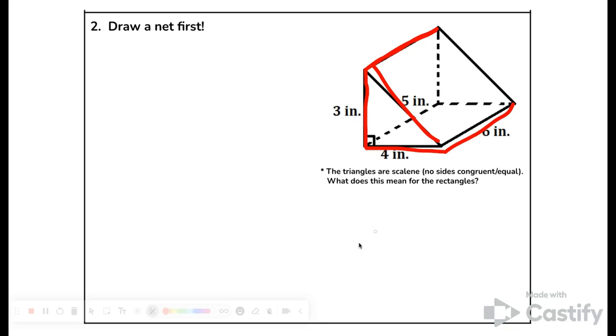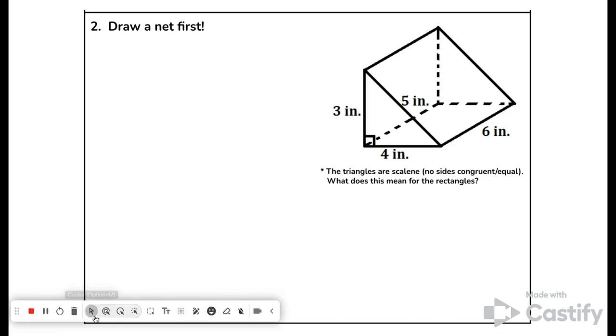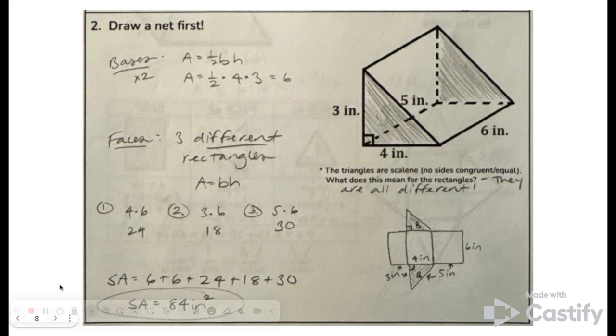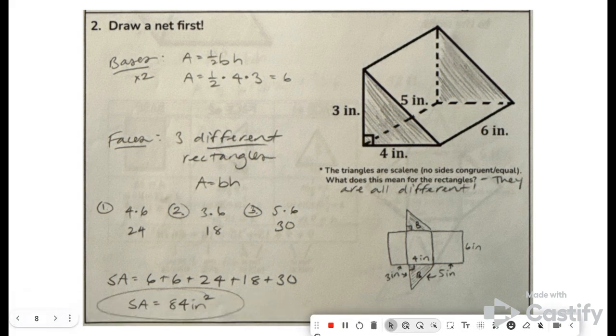Yeah, so we have 3 different triangles. So you actually had 4 areas to find for this one. Here is what my work looks like. We've got the triangular bases, the 3 different rectangles, add everything up, make sure you add the bases twice, 84 inches squared.